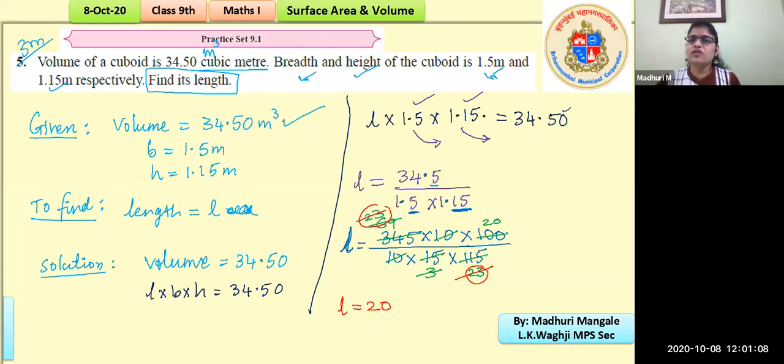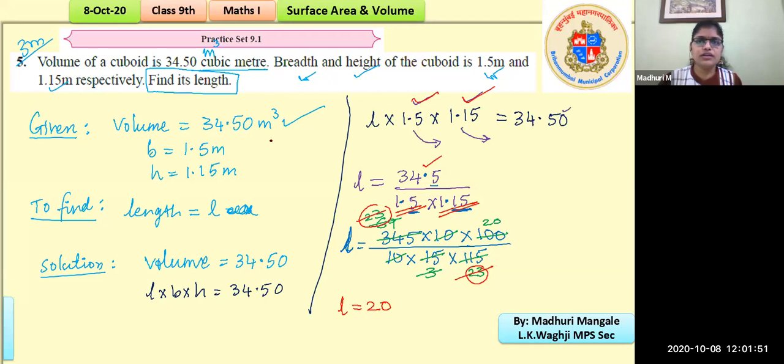So once again, what we did, we shifted both the numbers 1.5 and 1.15 to the other side. That gave us division. We got rid of those decimal points by multiplying by 10 and multiples of 10 on the opposite sides. Like to get rid of the decimal point from 34.5, we multiplied the denominator by 10, and likewise to get rid of the decimal point from 1.5, we multiplied the top with 10, and to get rid of the decimal point from 1.15, we multiplied by 100 to the top. And just simplifying by simple crossing out using small numbers 2 and 5, we got the answer to be 20.